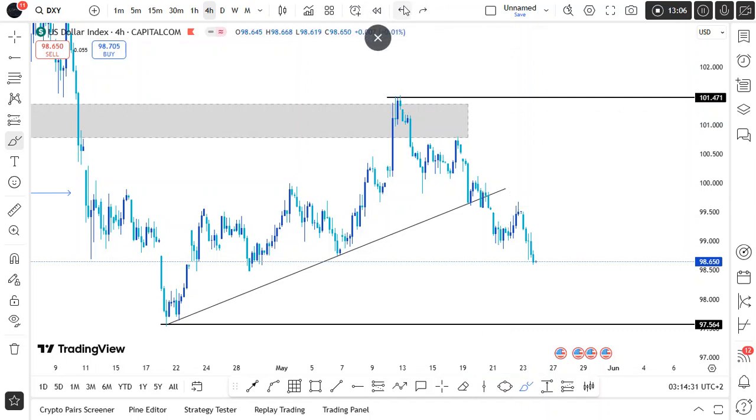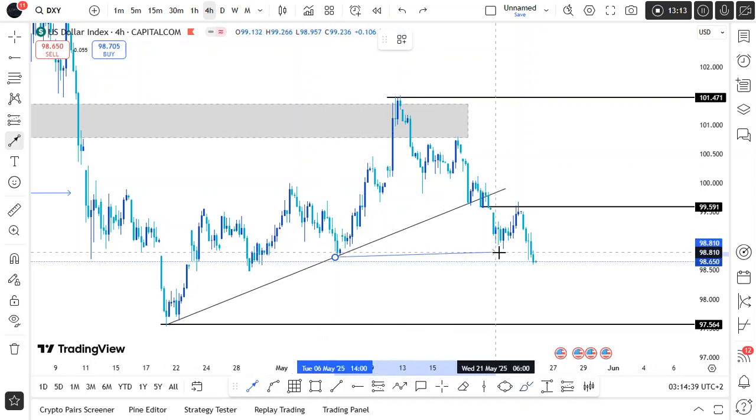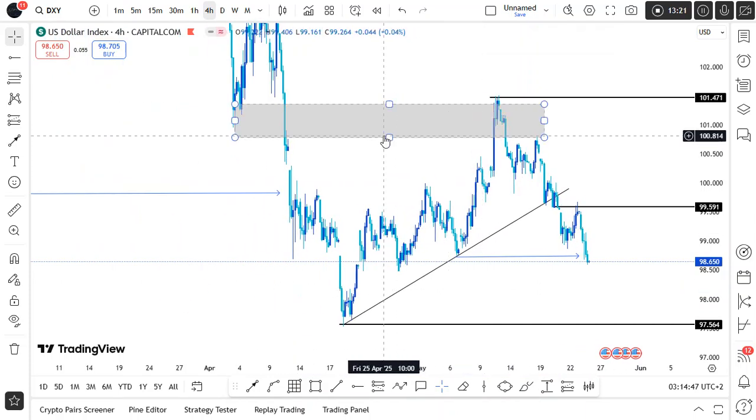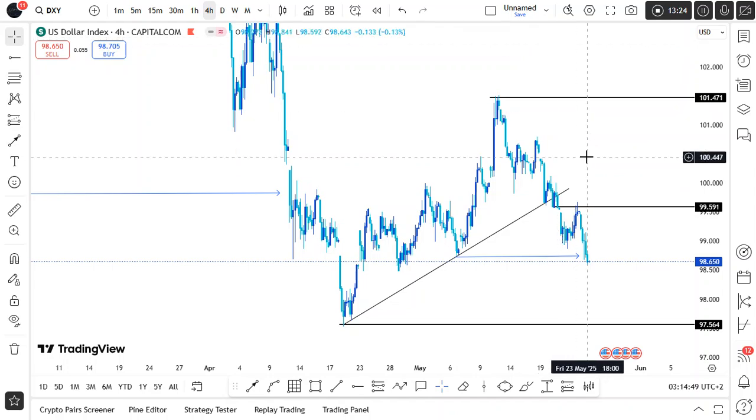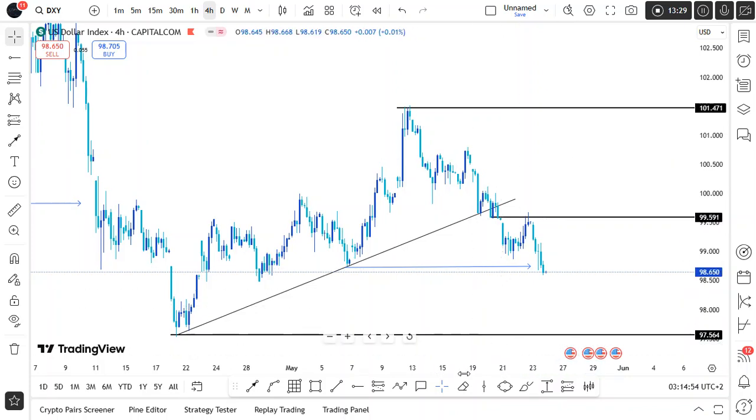So right now what I'm trying to find out is, are we actually going to reject here, or are we actually going to form continuation patterns? Let me just remove this. So now I'll be having something like this. Then I have to highlight again, highlight this one.